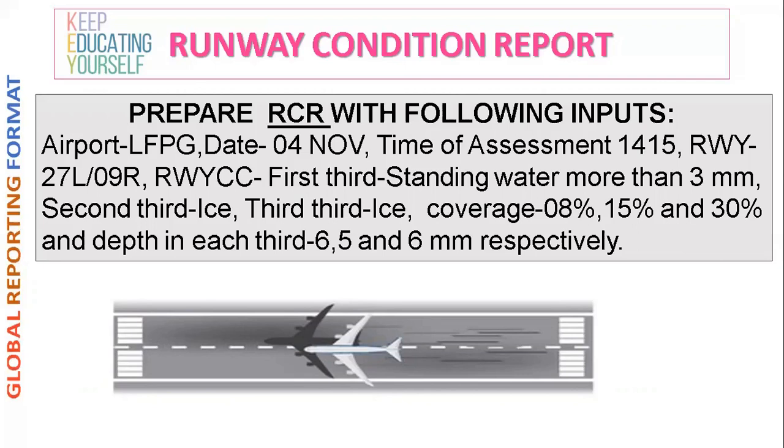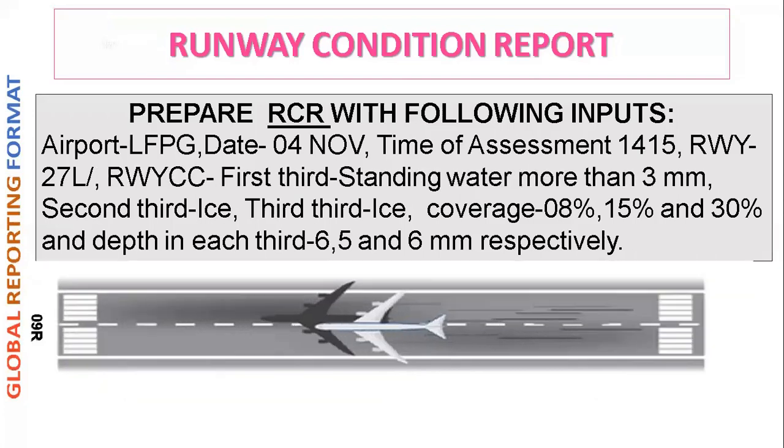Then the runway condition code is given like this. For the first third, standing water more than 3 mm. Second third is ice. Third is ice. Coverage is 08%, 15% and 30%. And depth in each third is 6, 5 and 6 mm respectively. So first third depth is 6 mm. Second third is 5 mm. And the third is 6 mm.